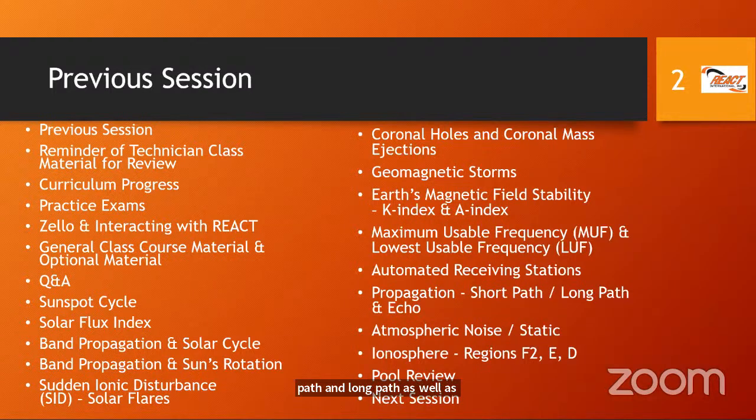Then we discussed atmospheric noise and static and its causes. And then we ended the theory with the ionospheric regions F2, E, and D. And then we did our usual question pool review.